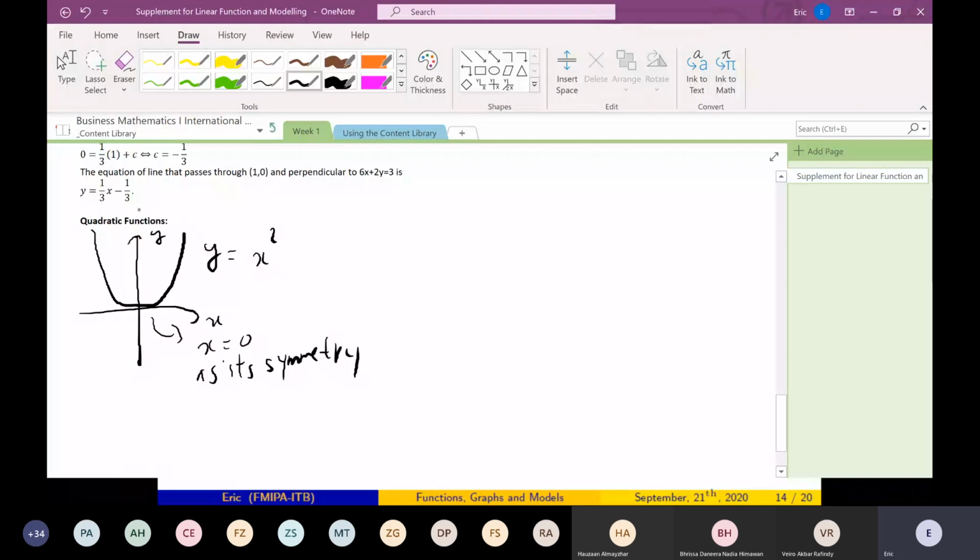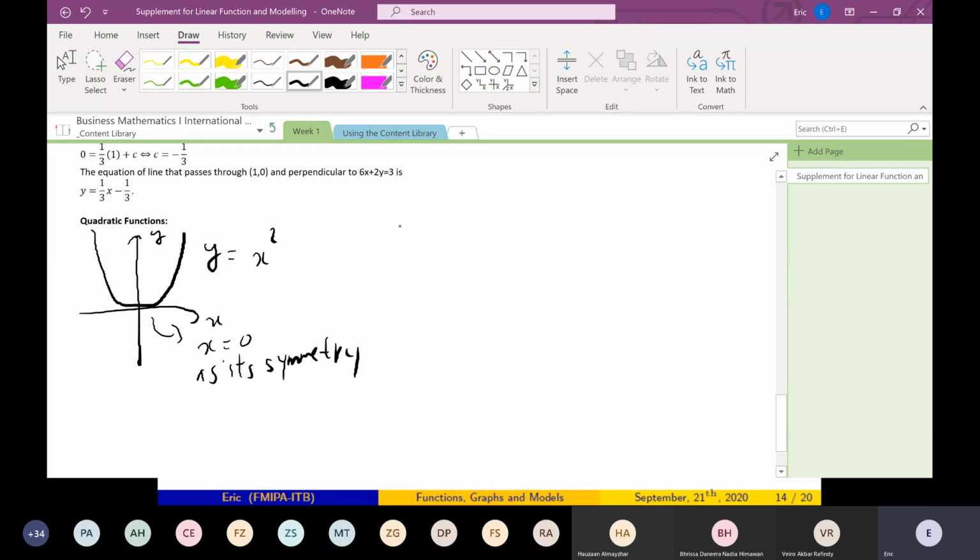What is x equals 0? X equals 0 is this one, the y axis. This is x equals 1, x equals 2, y equals 1, y equals 2, y equals 3. The same, constant function. Okay, x equals 0 as its symmetry, and this is the same, the same height, always the same height for the same number. So 1 should be 1, minus 1 should be 1. You can substitute this.